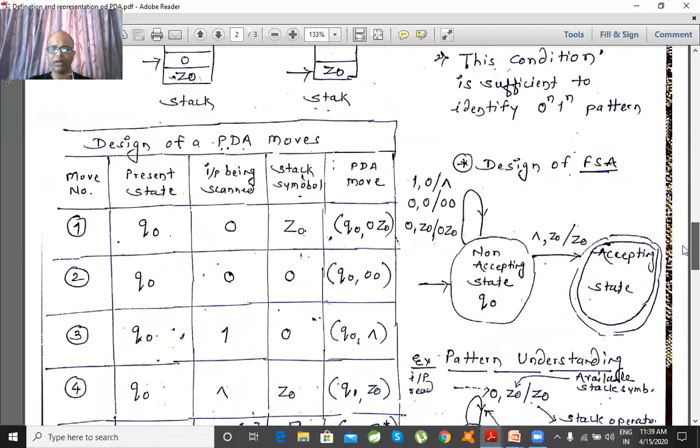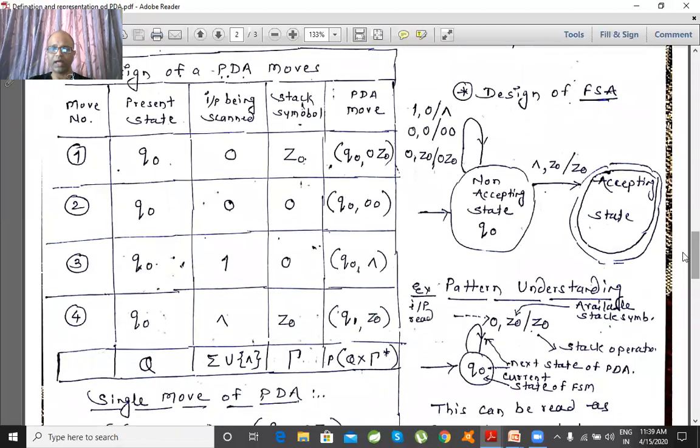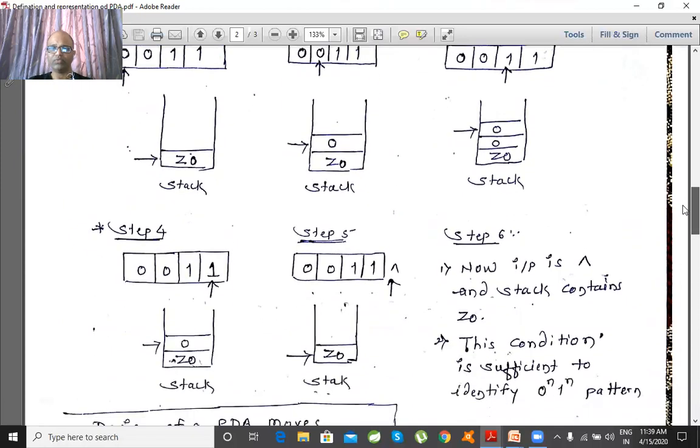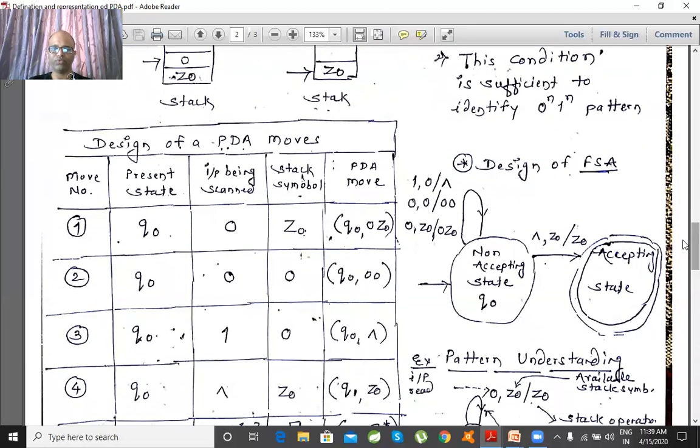Now look ahead at how to design the moves and how many states there will be. For the design of this particular pushdown automata, I think 2 states are sufficient: one is a non-accepting state and the second is an accepting state. The logic we applied through these steps gives us the idea to formalize a particular move of a particular DFA or PDA. You know what it means?